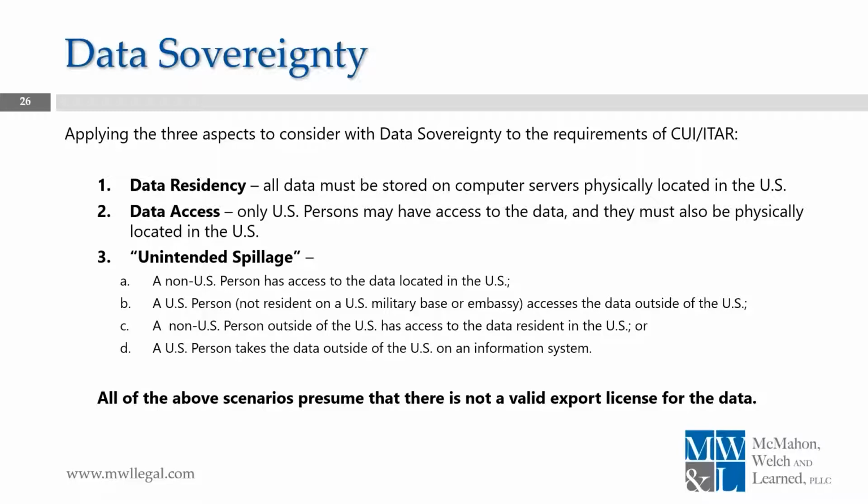One of the other big problems that happens is someone in the United States sends an email to a US person, and they're not aware that that person is no longer sitting physically in the United States. That is an unintended spillage.